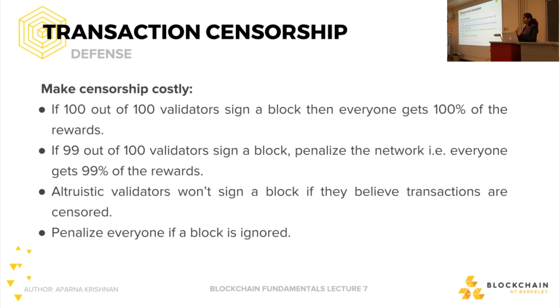So there are a couple of defenses to transaction censorship. The first is make censorship costly for everyone. So if 100 validators sign on a block, then everyone gets the complete rewards. But if some validators don't sign on a block, then the rewards of the network from that point on become less than the complete value. The idea here is that you're going to have altruistic validators who are always looking out for the best of the network and are okay getting penalized. And if they see any censorship happening, they won't sign the block, which means they'll still get penalized, but they're okay with that.